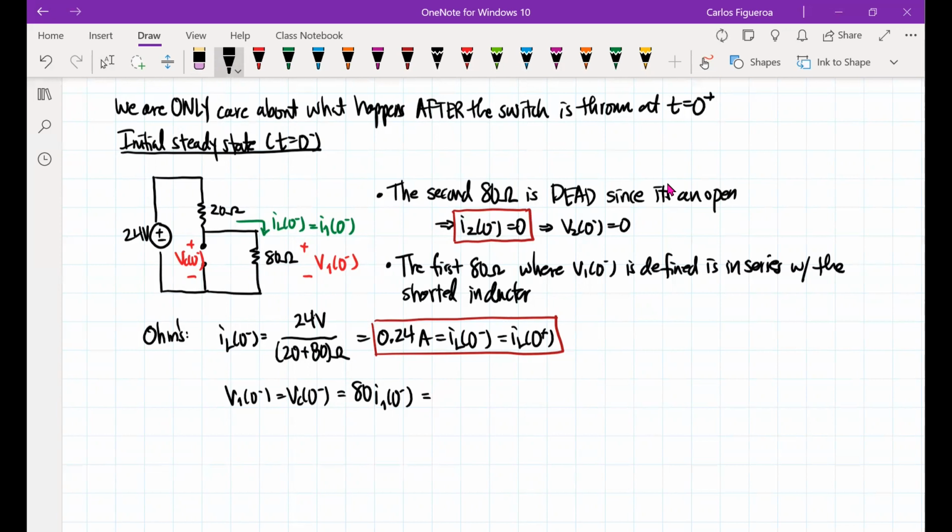So that means I know that these two have to have the same current. So this should be 80 times 0.24. Sorry, this should have been 80. And that's going to give me 19.2 volts for the voltage of the capacitor at 0 plus, and it's also the voltage V1 at 0 minus. So now I have my initial conditions here.